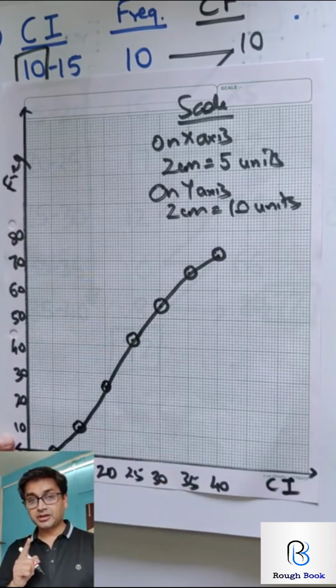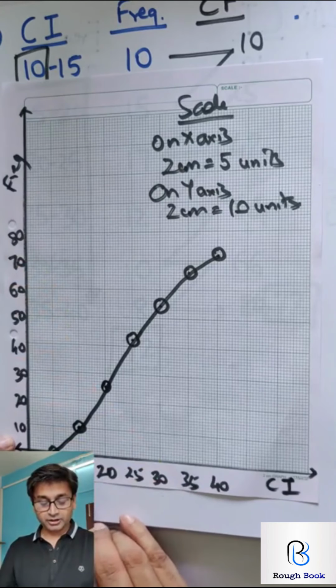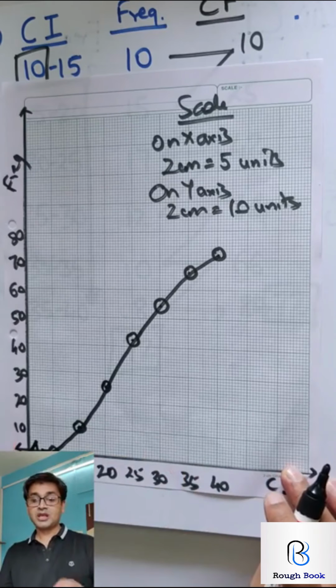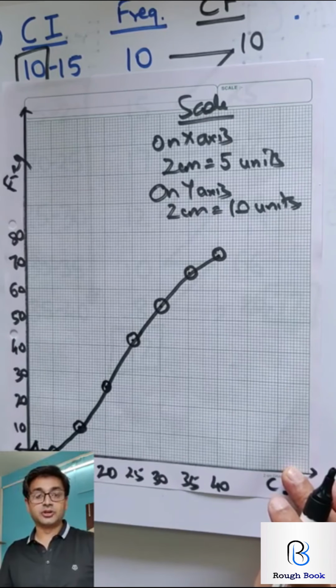What else did we forget? Very good. King. 10 to 15 and 0 to 10. So I forgot to put a king. I would have lost 1 mark straight away. That's exactly what your cumulative frequency is.